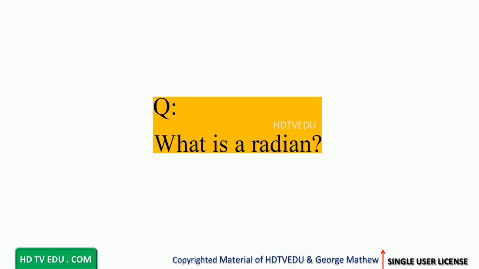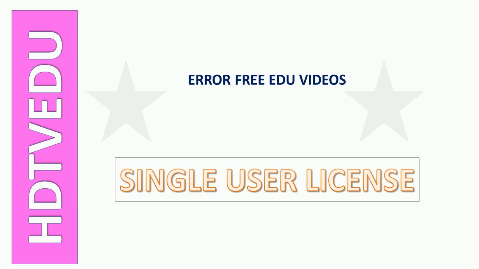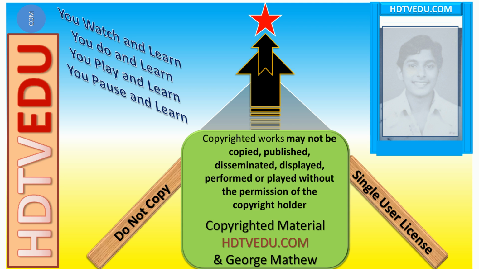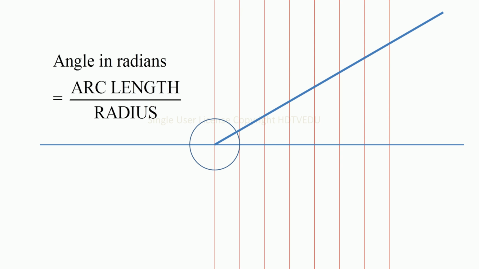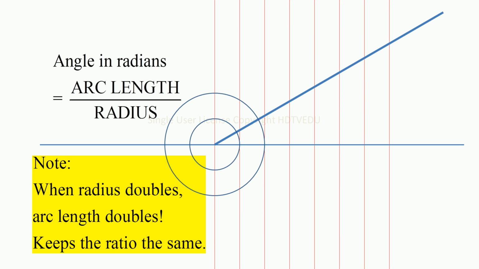Angle in radians. What is a radian? So what is the angle in radians? Angle in radians is equal to arc length divided by radius. At one radius, what is our arc length? All right, that is our arc length. Okay, at one radius, that is our arc length. It is a ratio of arc length to radius, right? Angle in radians is the ratio of arc length to radius.